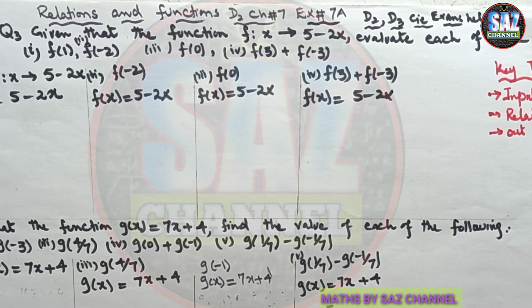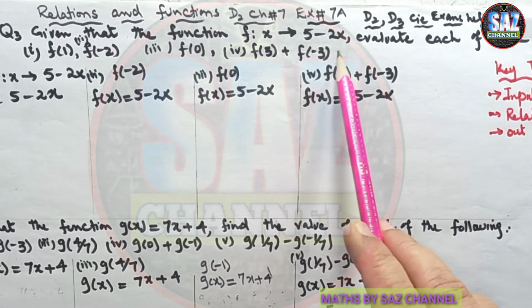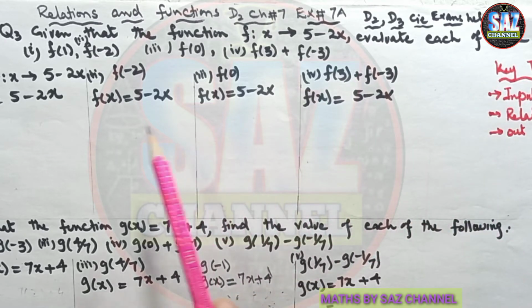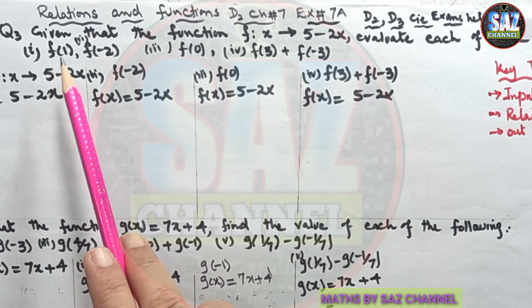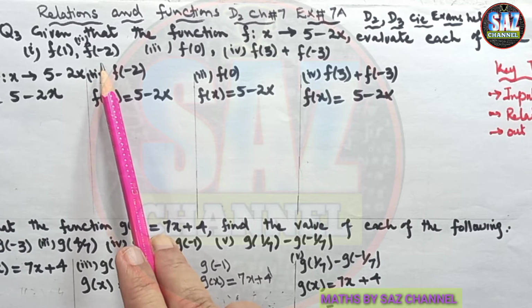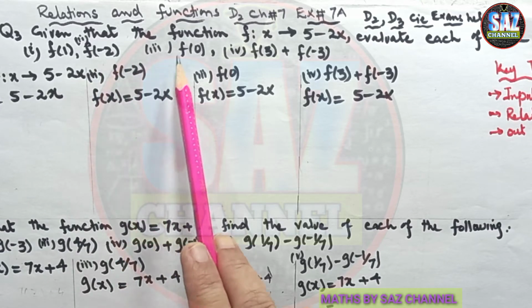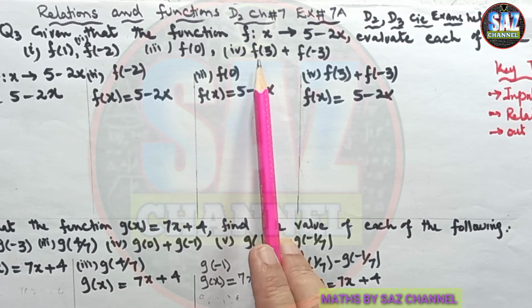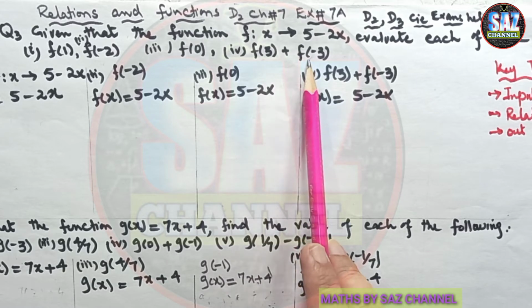Question says that given that the function f such that x gives us 5 minus 2x, evaluate each of the following. Number 1 is f of 1, second is f of minus 2, the third part is f of 0, and the fourth is f of 3 plus f of minus 3.